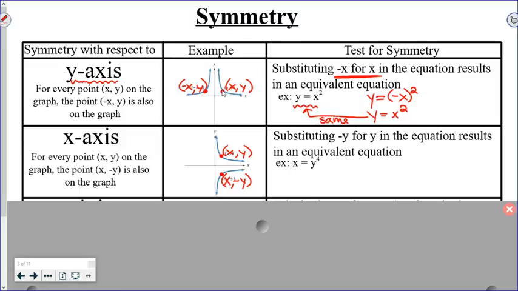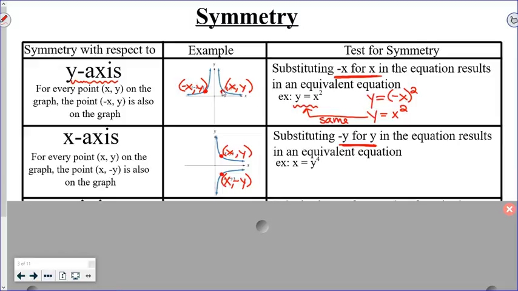Just like I talked about for testing for y-axis symmetry, where we replaced the other letter, you're going to do the same thing for x-axis symmetry. You're going to replace the other letter. So if I am testing for x-axis symmetry, I replace y with negative y, always replacing the other letter.